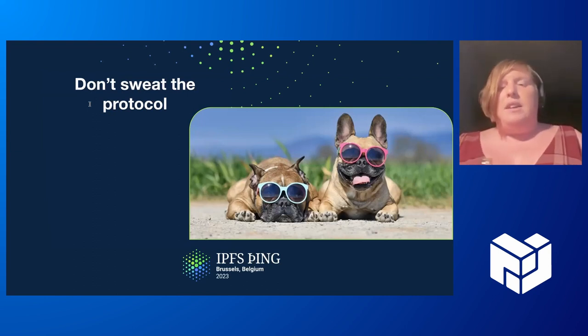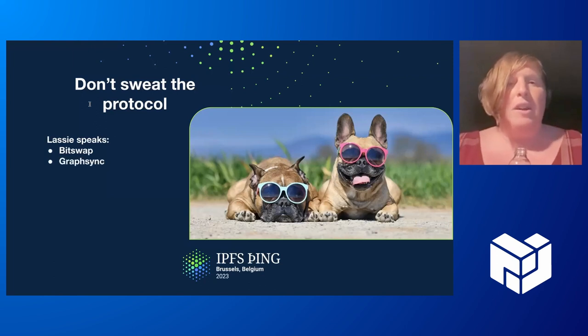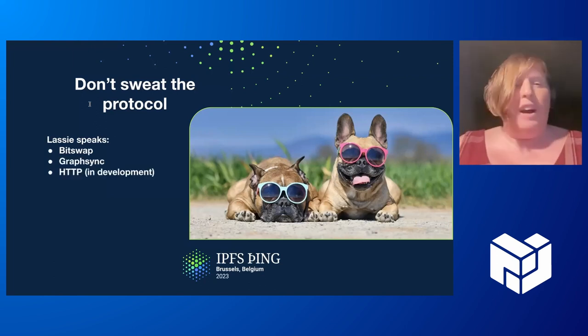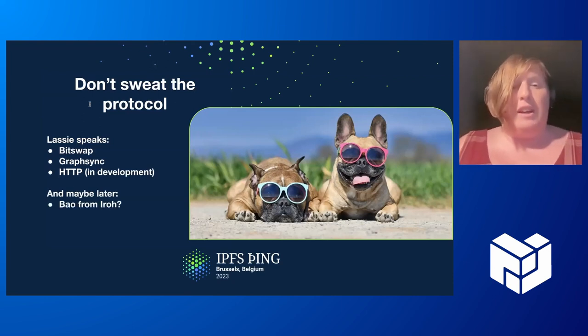So Lassie is a multi-protocol retrieval client. It can figure out what data is available on what protocols and figure out the best way to get it. We already support BitSwap and GraphSync. We're working on a trustless HTTP transfer protocol. And then in the future, maybe we will also add some cool stuff like this new thing that Iroh's working on. What is it called? Bao? Or if you've heard of CARpool or CARSync.